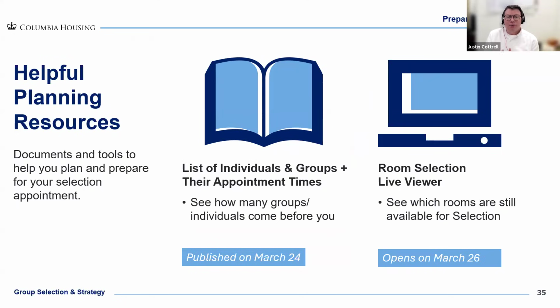Some of the other resources that we have are an anonymous list of all lottery numbers and appointment times, which is published on our website on March 24th. This document can be used to see how many groups and individuals come before you. Also, on March 26th, we open a live viewer of the selection portal so you can see which rooms are still available before your appointment.